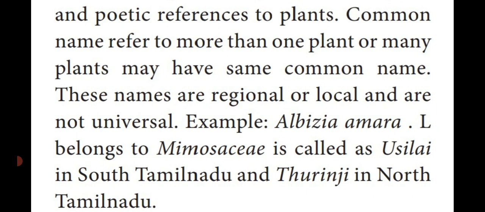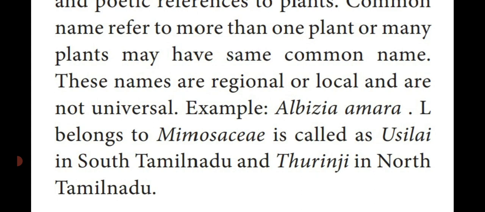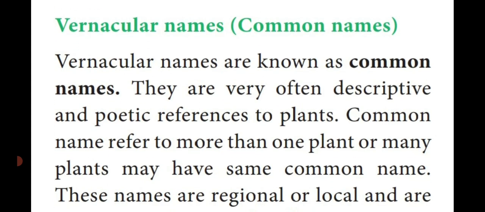Example, Albizia amara. L means it was observed by the scientist Linnaeus. It belongs to the family Mimosae. It is called Usilai in South Tamil Nadu and Turinji in North Tamil Nadu. See that one? The Usilai plant and the Turinji plant's binomial name is Albizia amara, observed by Linnaeus, but the common name varies in different regions. In South Tamil Nadu, it is known as Usilai. In North Tamil Nadu, it is known as Turinji. So that is said to be the vernacular name or common name.